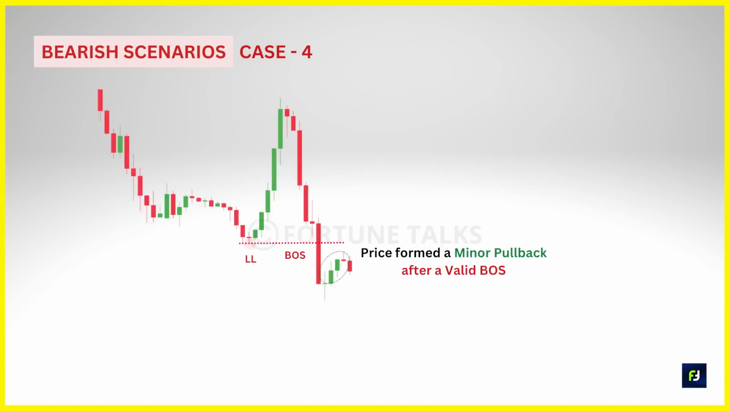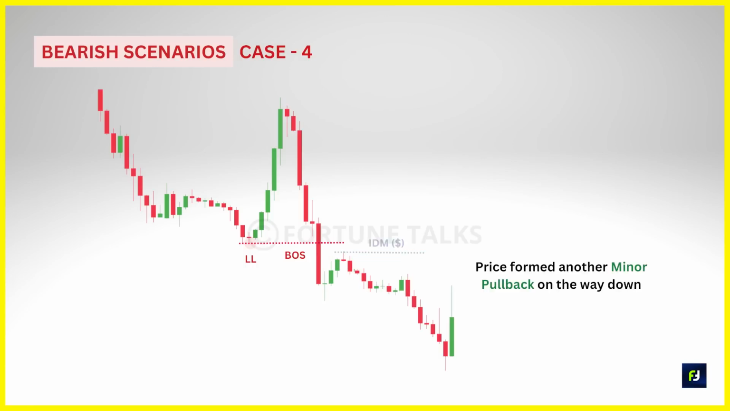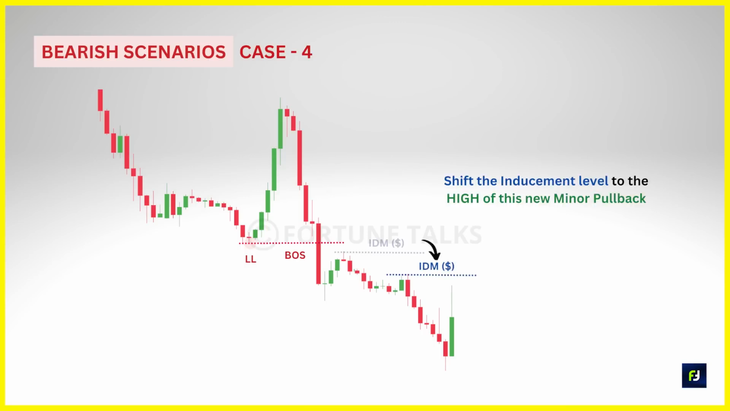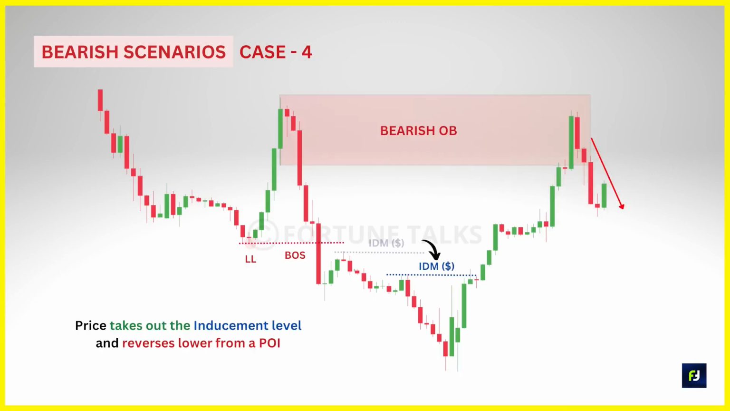In the last example, the market formed a minor pullback after a valid break of structure. Then we can mark the high of this pullback as our inducement level. But the price declined even lower without grabbing the liquidity. Then it formed another minor pullback on the way down. In this case, we can shift our inducement line to the high of this newly formed pullback. And we can notice what has happened afterwards. The price swept the retailer liquidity above this inducement level.